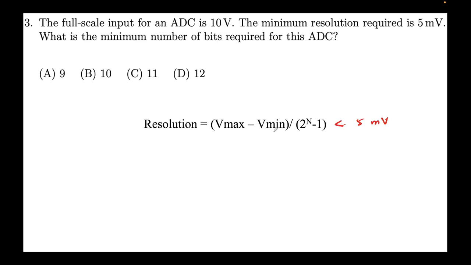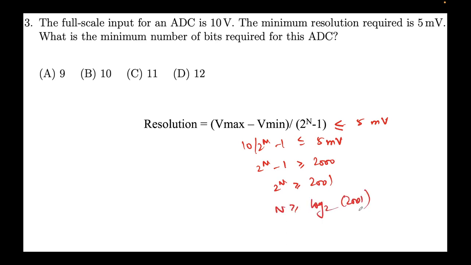Hence this sign here. Whatever this value comes, it has to be less than or equal to 5 millivolts. So 10 divided by 2 raised to the power n minus 1 should be less than or equal to 5 millivolts. Even if it's lower, it's fine. If you solve this, 2 raised to the power n minus 1 should be greater than or equal to 2000. 2 raised to the power n should be greater than or equal to 2001, and n should be greater than or equal to log to the base 2 of 2001.